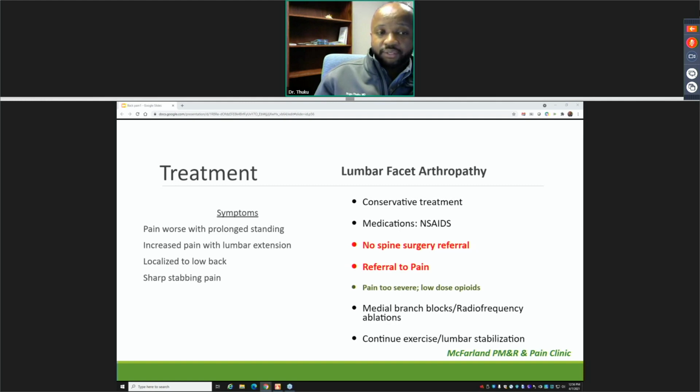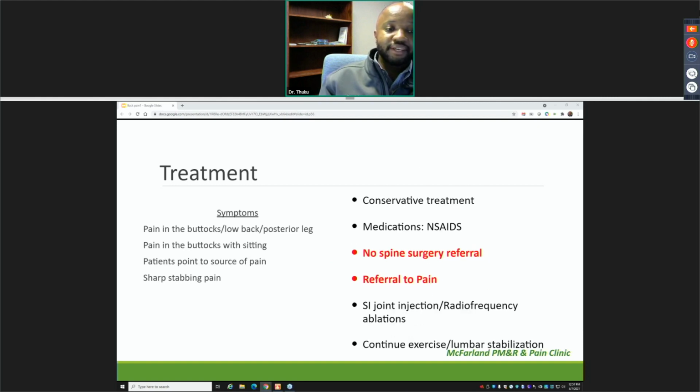Spine surgery referral usually does not help here because they try to avoid treating actual lower back pain, because it has really low success with back surgery. And this is where patients can benefit a lot from some of the injections that we do, including facet joint injections. You can do medial branch blocks and radiofrequency ablation. After that, I always recommend exercise for patients to strengthen their back and to stabilize their lumbar spine.